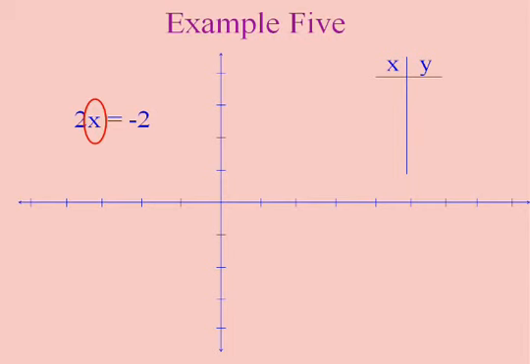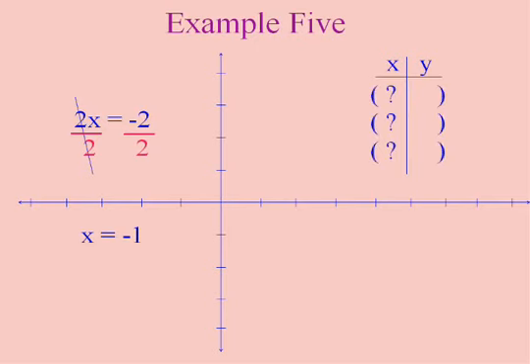Who's keeping the x from being alone? The 2. So I'll divide by 2. And I'll get x is minus 1. Now as I said, this one's a little bit weird, but not difficult. What do we put in for x? Be careful here. What are we going to put in for x in our 3 points? Well, read the equation. X has got to be negative 1.